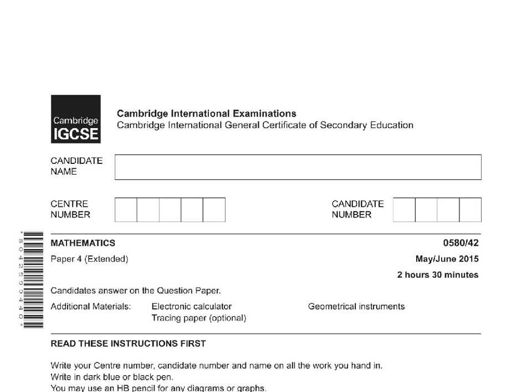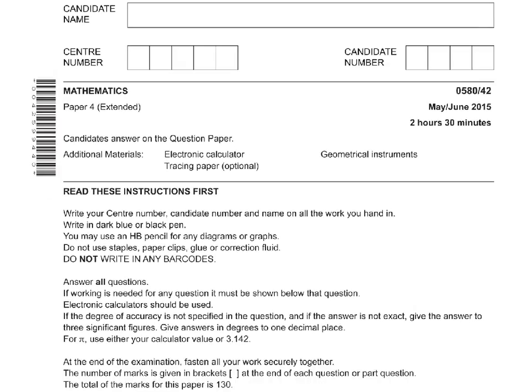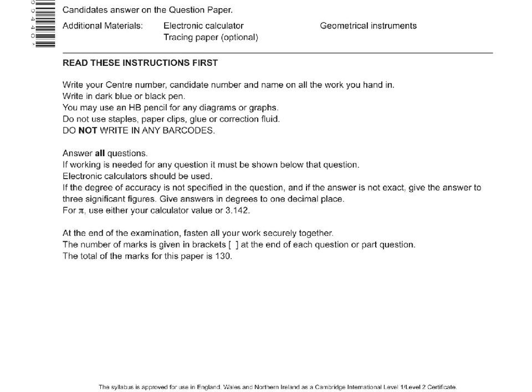Before you start an exam like this, have a quick look at the cover page, which is important. Do not write in any barcodes because otherwise they can't check your work properly. You have to use dark blue or black pen. All sorts of important information here. But more importantly, if the degree of accuracy is not specified in the question and if the answer is not exact, you have to give your answer correct to 3 significant figures. And if it's degrees, 1 decimal place.